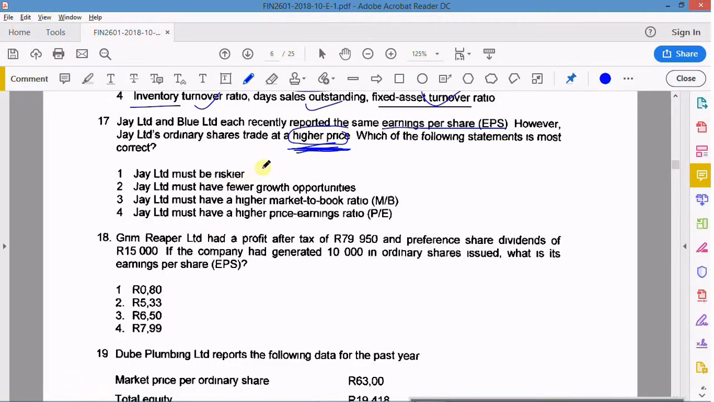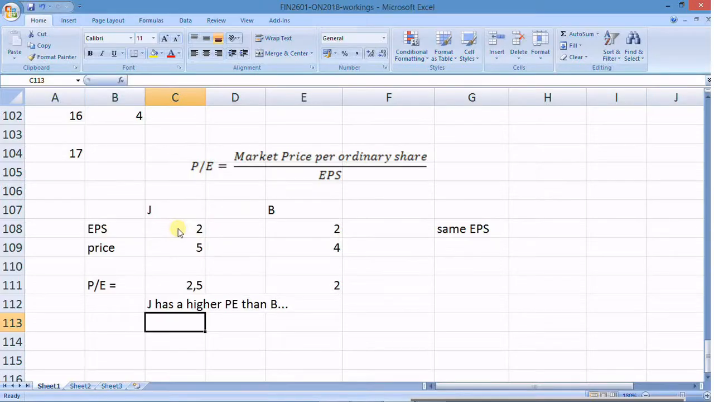Okay, J must be riskier. No. J must have a higher price earnings there. Yes. Four. See that? Yeah. Okay.